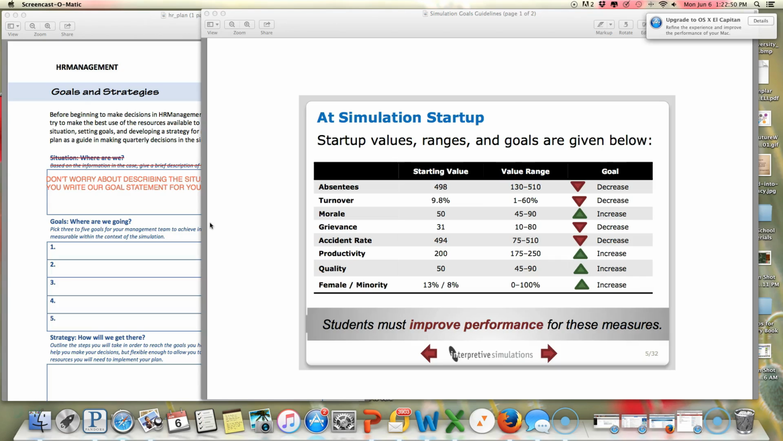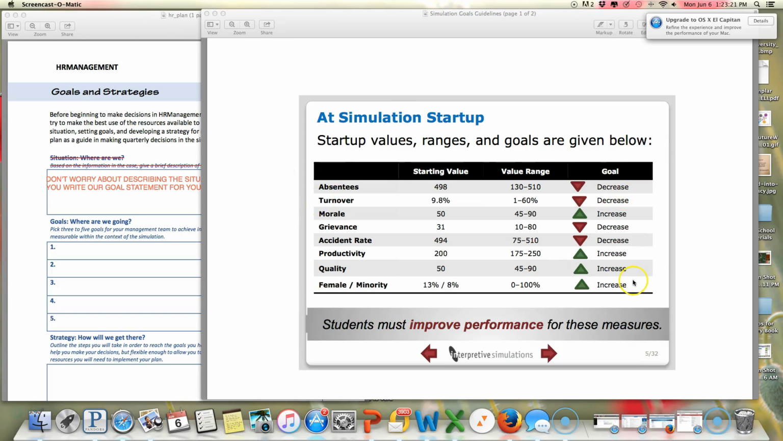The goal setting process is an important part of any business practice, but specifically, I want you to be practicing how to set HR goals, how to decide what strategies you're going to use to achieve those HR goals, and then ultimately how you're going to assess whether or not you were successful in achieving the goals that you set up.